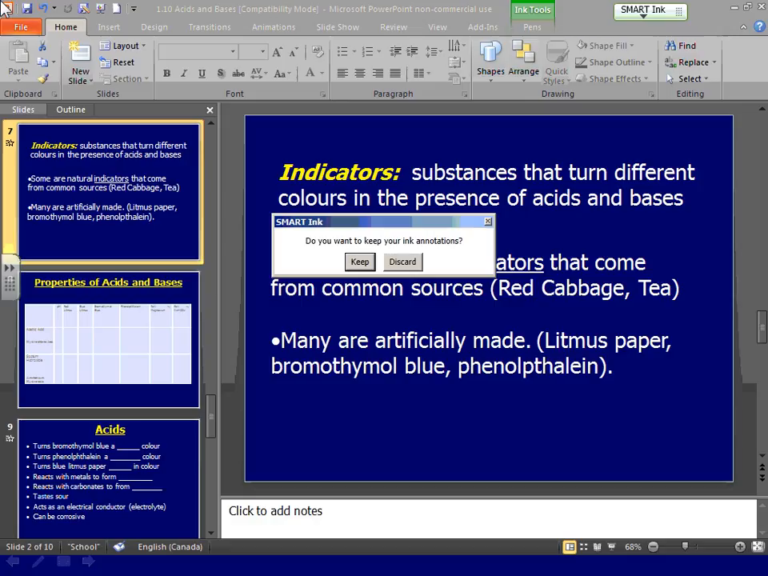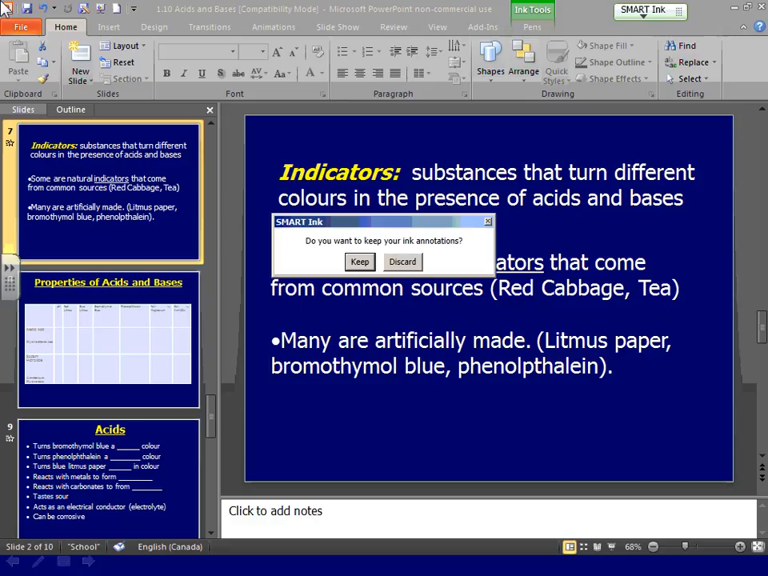So here's some legends for the pH paper. You can share those around. You're going to test it with the pH paper, and when you match the color for it, it'll tell you what the pH is.